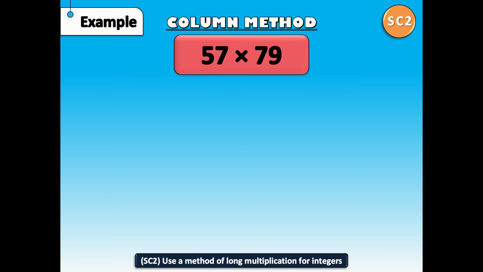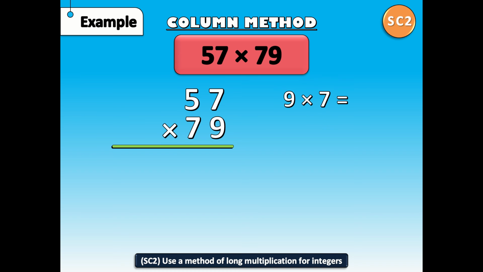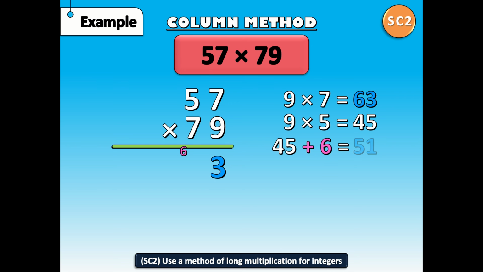This time we're going to answer 57 times 79 using the column method. So we start by doing 9 times 7, which is 63. So we put 3 down and carry the 6. Then we do 9 times 5, which is 45, but we need to add on the 6 that we carried. So that's 51.